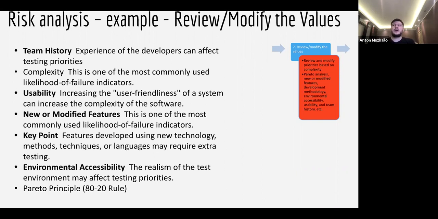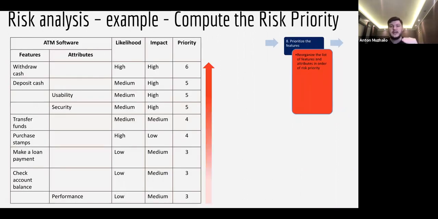Same thing, we can consider if this feature is new or a modified feature, because it can also influence the characteristics of the risk. So basically, it's very important for us to think about how these numbers might change in future and come up with the certain list that we have here. Because on phase number 8, we should have the prioritized list of features based on priority. So we can clearly see that, okay, we have to test these 2 features and these 2 attributes first, and only after that move on to other features and attributes.